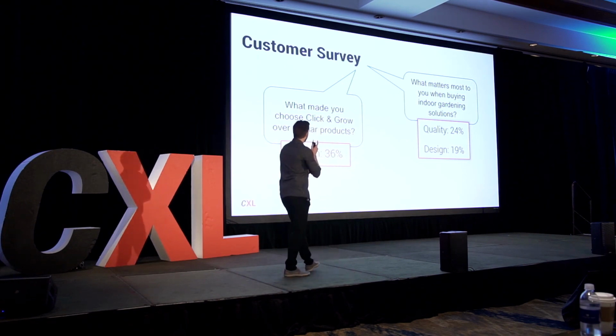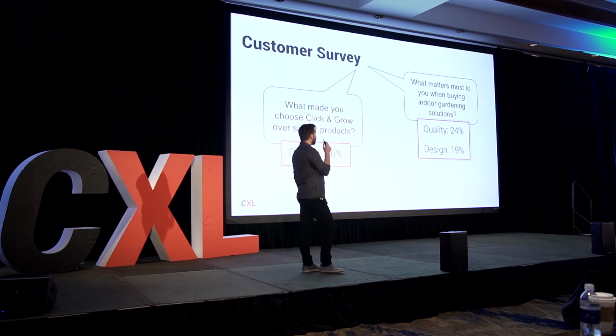So what made you choose Click and Grow over similar products? And what came up pretty consistently as the top item was the design of the product itself. They liked that it was stylish and compact, could fit on their countertop, and didn't look too out of place. It didn't look like you just put a garden on your countertop or anything. And what matters most to you when buying indoor garden solutions? Kind of the same thing: the quality of the product itself, and then again product design, so stylish, compact, that sort of thing.